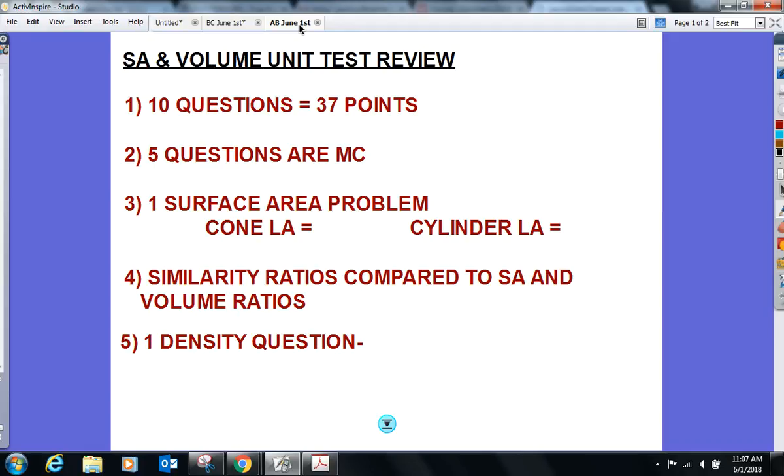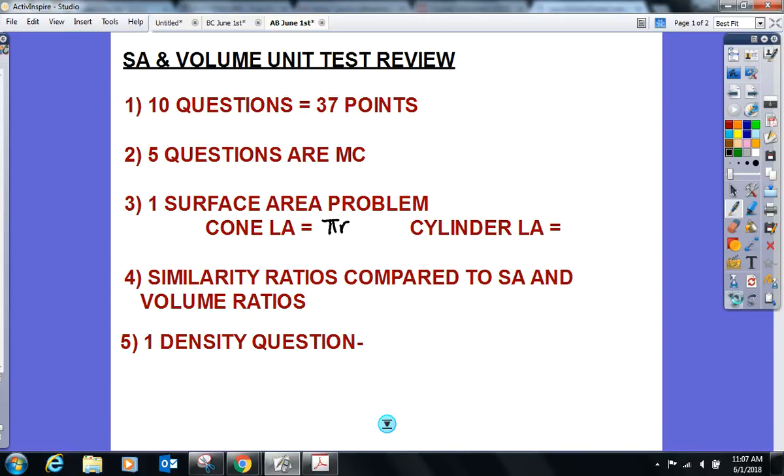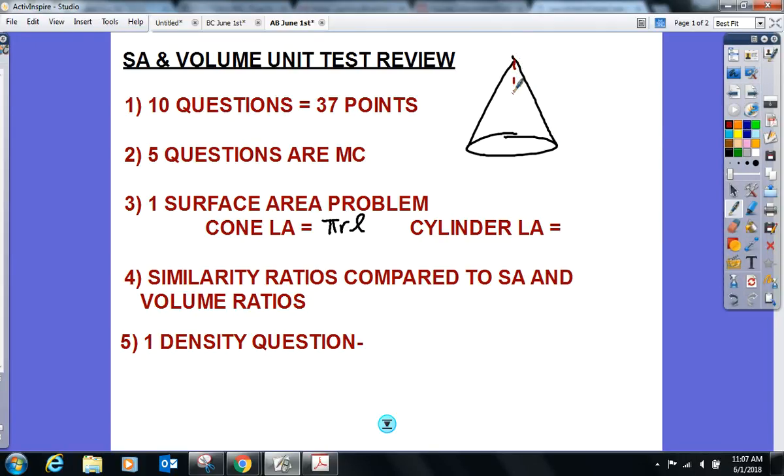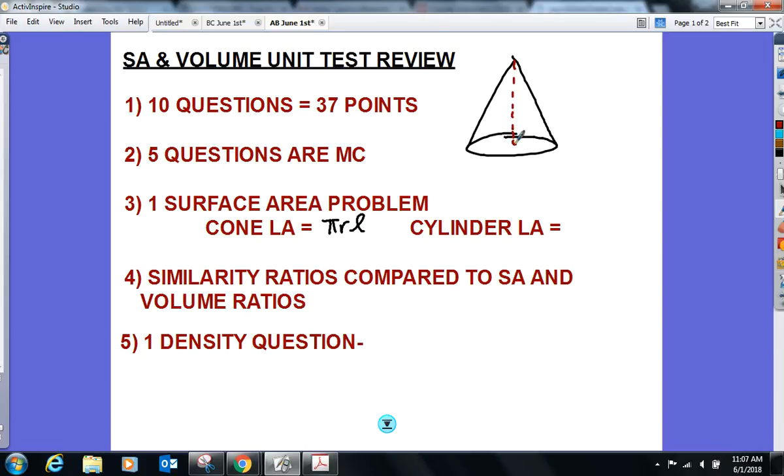First one's a cone lateral area. I'm only doing this because I saw what happened to some of you on the quiz. Cone lateral area, pi r L, the L for slant height. Remember how a cone works? Is this my slant height right here? No, that's the height, that's the altitude. Here's the height, here's the radius, here is your slant height. You can do Pythagorean theorem to figure out any of the three values.